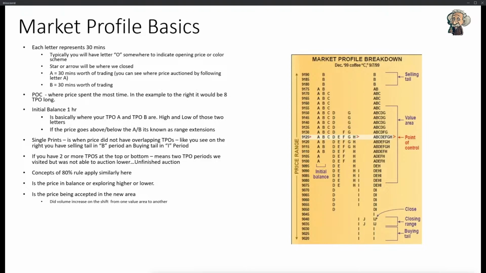If you have more than 2 TPOs on the bottom, let's say, there was letter A here, what would that make this day top B? Poor high. This would be the poor high, which indicates, what does a poor high tell you? Unfinished auction. But it can then go higher.